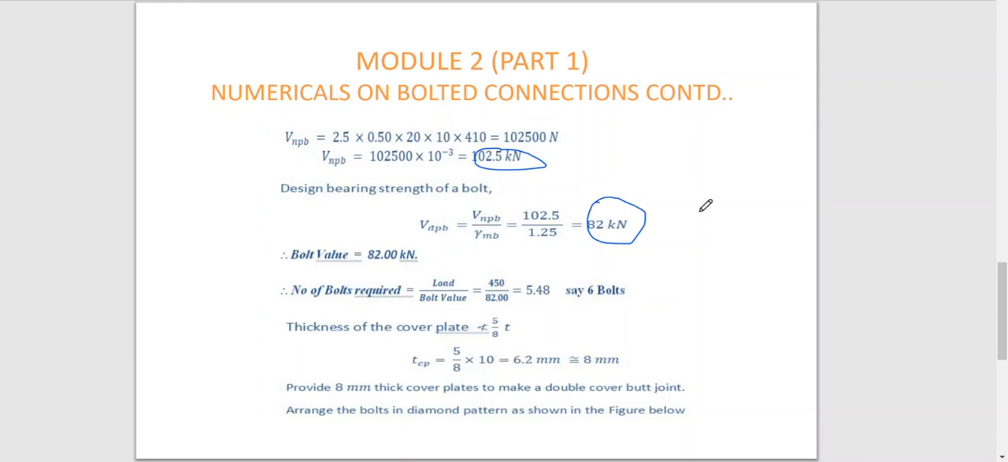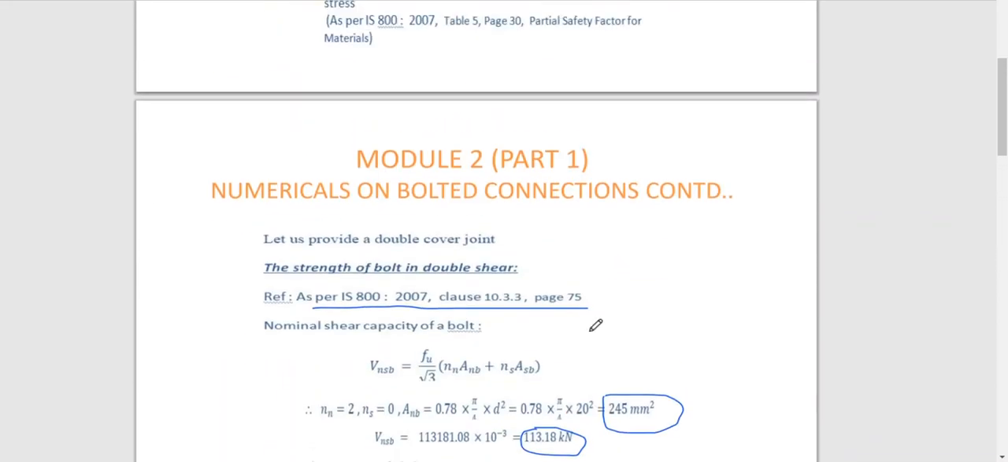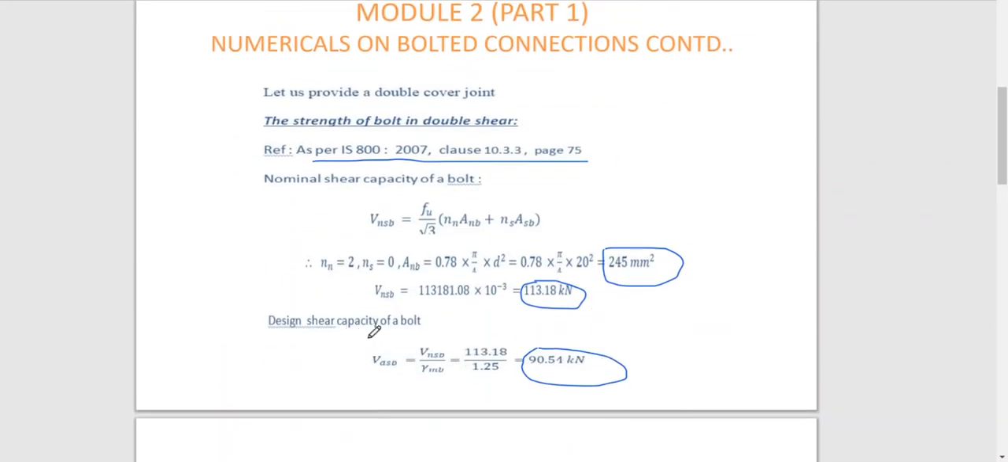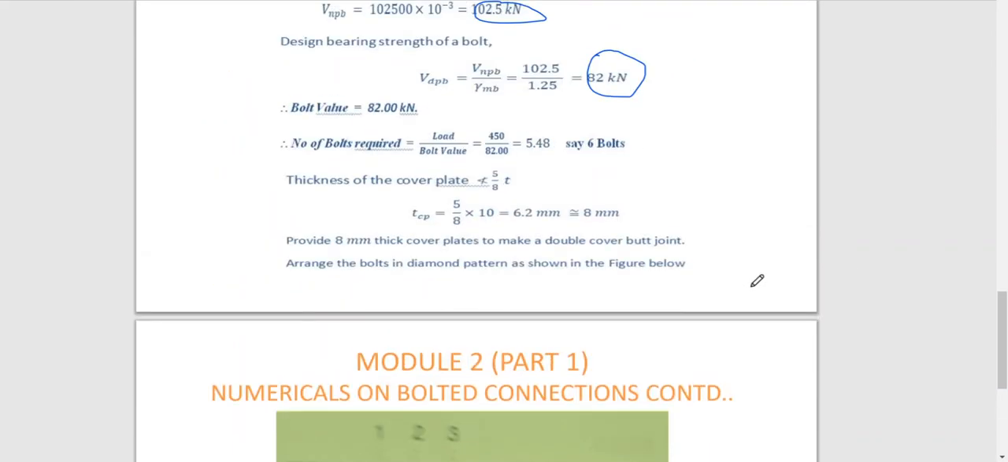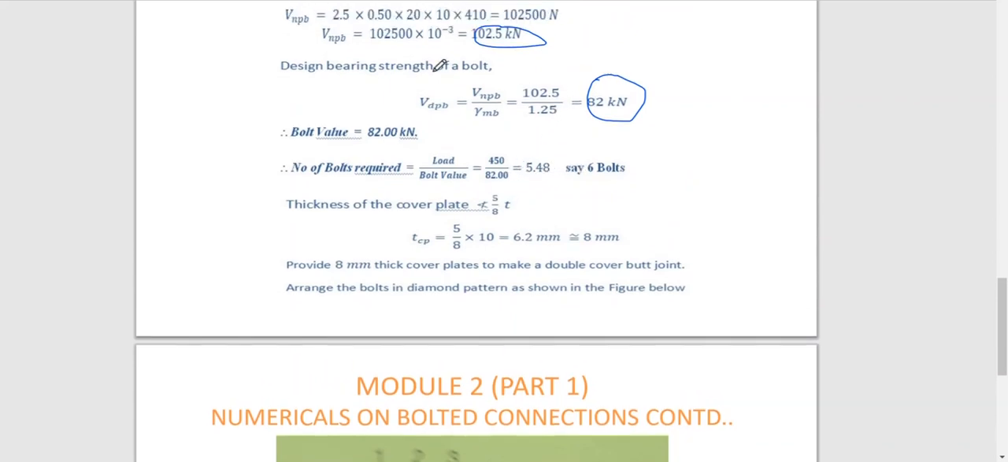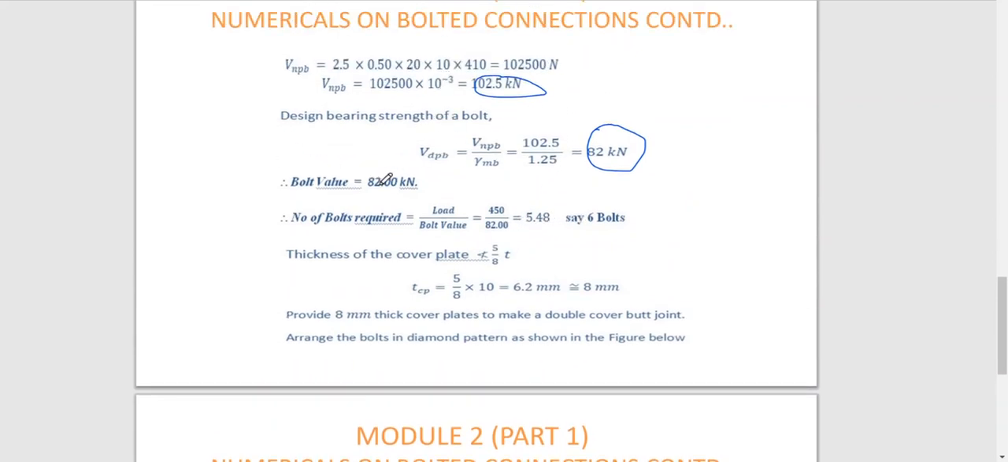Again, the bolt value is the lesser of the shear and the bearing. We have the design bearing strength as 82 kN and the design shear capacity of the bolt as 90.54. Among these two, the least value is 82 kN. The number of bolts required is load divided by bolt value, which equals 5.48. Say it as 6 bolts.